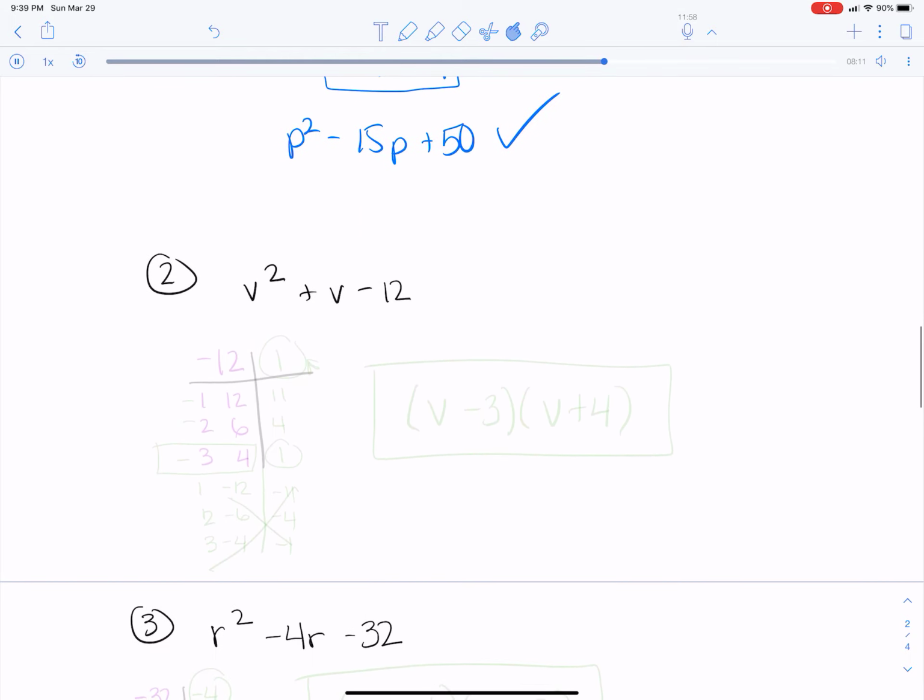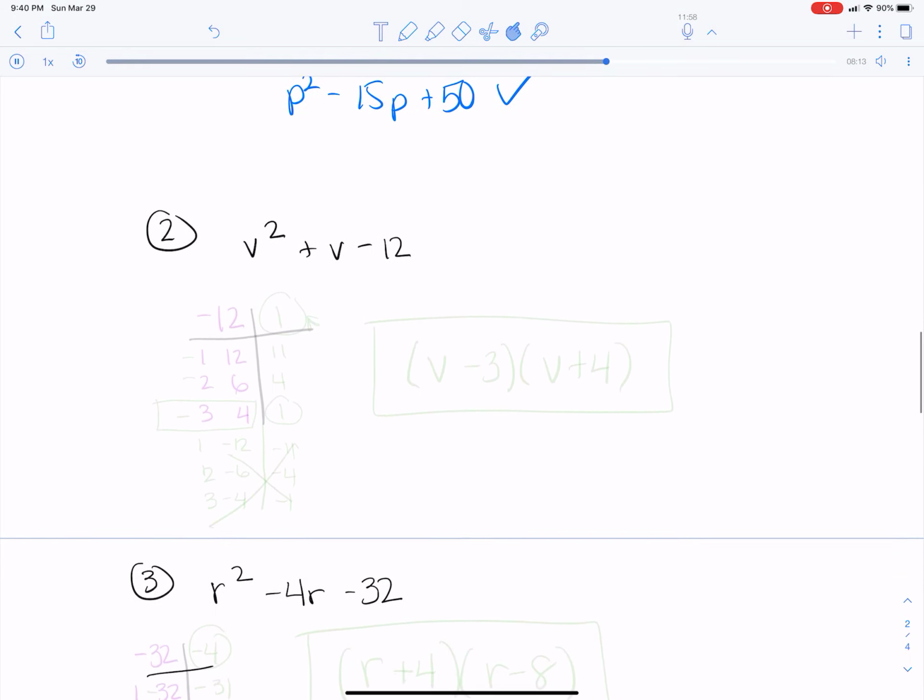All right, example 2. v squared plus v minus 12. So I'm going to quickly draw my table. I want to find what multiplies to c, which is negative 12, and what's going to add to my b, which is positive 1. Again, if you don't have to draw the table, if you know the factors right away, then just factor it. Okay, so we're going to list our factors of 12. We have 1 and 12, 2 and 6, 3 and 4.